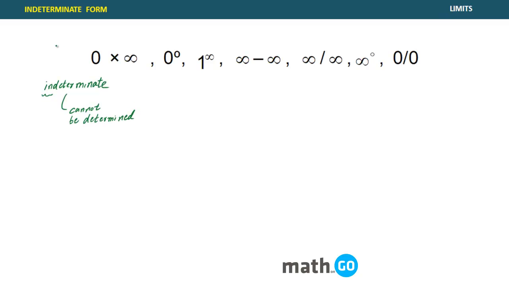So these are the 7 indeterminate forms that you are going to study in this topic. The major important ones are infinity by infinity, which is being asked, and 0 by 0 form. Other than that, you have 0 into infinity, 0 raised to power 0, 1 raised to power infinity, infinity minus infinity, which is also a bit important, and infinity raised to power 0.